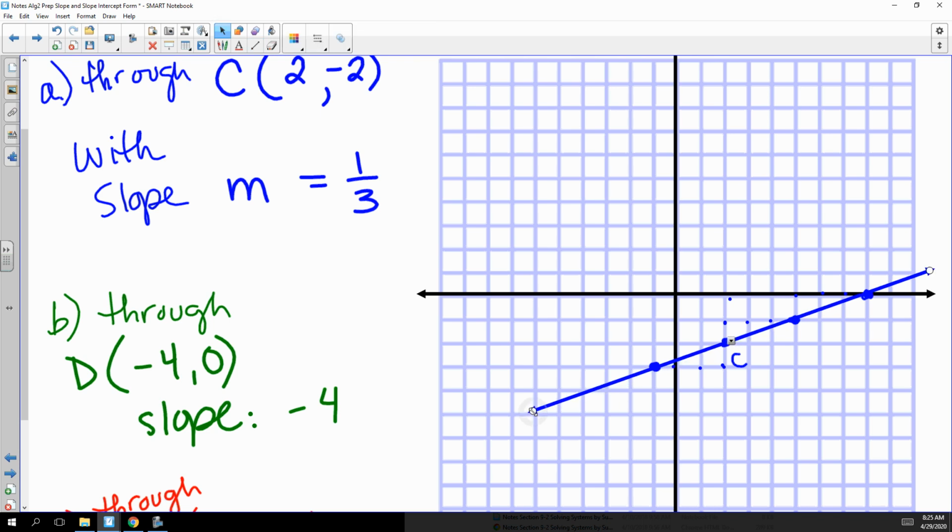So again, this was just if you have a point and you have a slope, if you have one ordered pair and you have a slope, that you can plot the point and use the slope to rise and run. We're going to do that again. We're going to draw a line through the point D, -4, 0, with a slope of -4. We're going to do this one in green now.